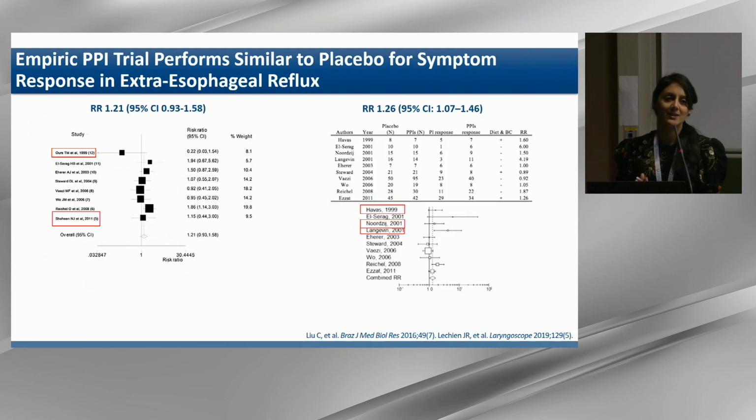So how about PPIs? Well, it depends on which study you look at. These are two relatively recent meta-analyses. The red boxes identify the studies that differ between the two. Basically, they both are saying the same thing, but in one the confidence interval crosses one and in the other it doesn't. So PPIs perform similarly to placebo in randomized controlled trials. Maybe they have a modestly better improvement than placebo.